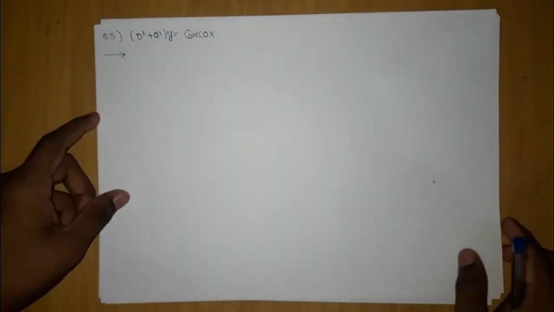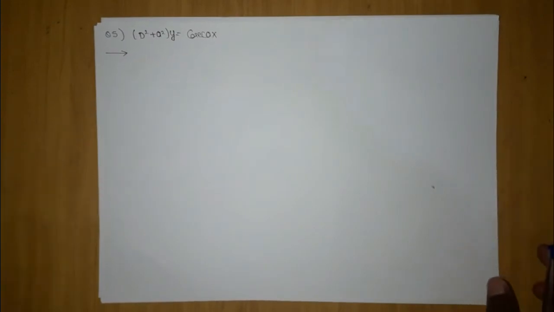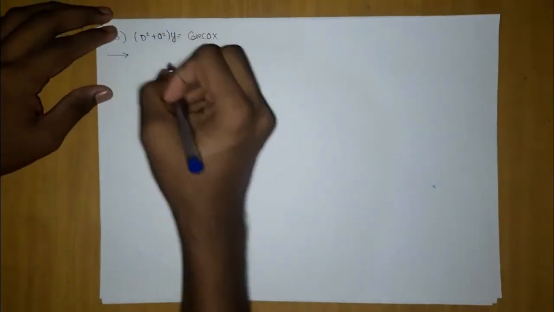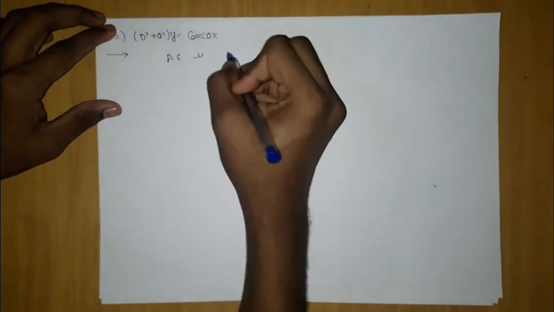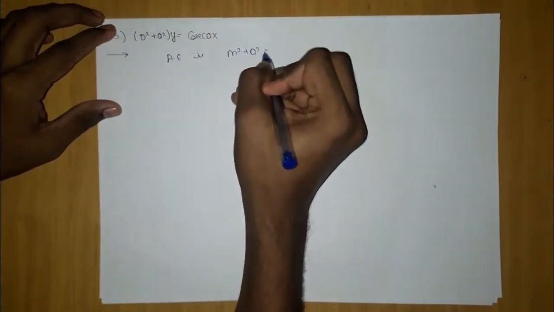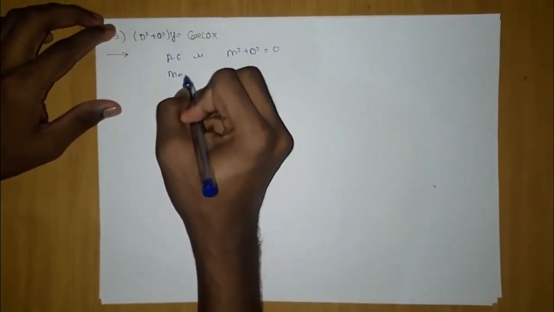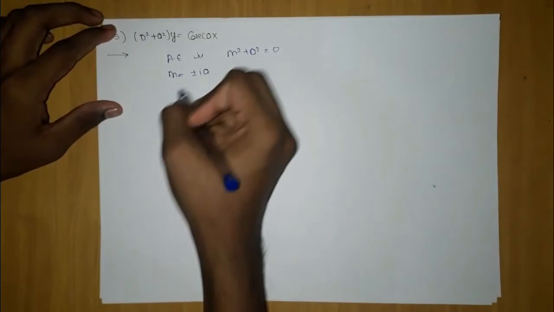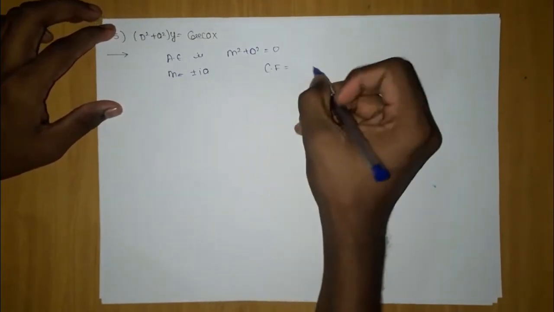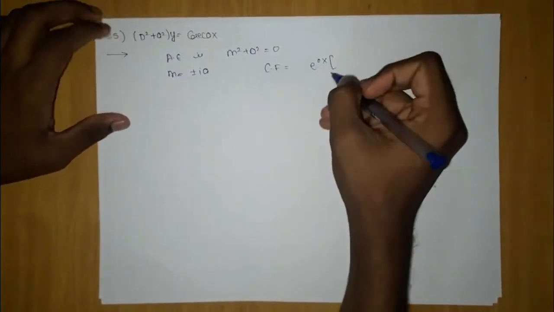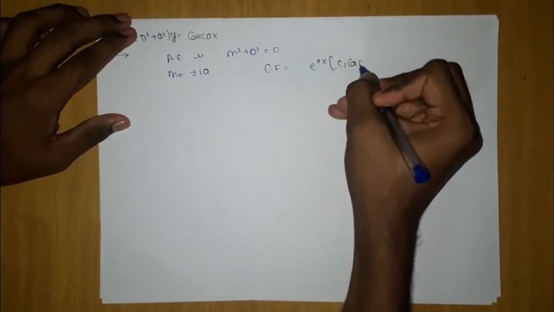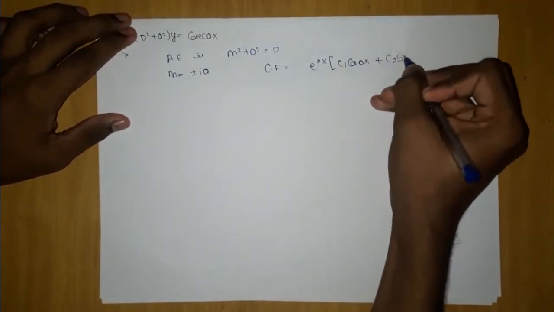We are going to see one more problem on this. This is the next problem. The problem is this: d square plus a square into y equals cosec ax. So what we are going to do is the same thing. The auxiliary equation is nothing but m square plus a square equal to 0, and here if you notice, the roots come imaginary, that is also a thing. So you will get m equals plus minus ia. So the complementary function is nothing but a piece of cake. e to the power 0x, the real part is 0, c1 cos ax plus c2 sin ax.